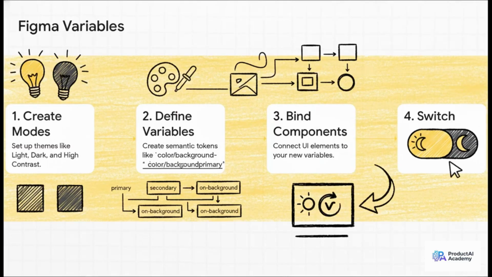And this is where the magic really happens inside Figma, thanks to variables. It brings this whole theory to life. First, you create your modes, right? Like light mode and dark mode. Then you define your semantic variables, like color/background primary, and you give them different values for each mode. Finally, you just connect your components to those variables. And the result? You can flip your entire product from light to dark mode with literally one click. This isn't just a nice to have. For any scalable product, this is non-negotiable.